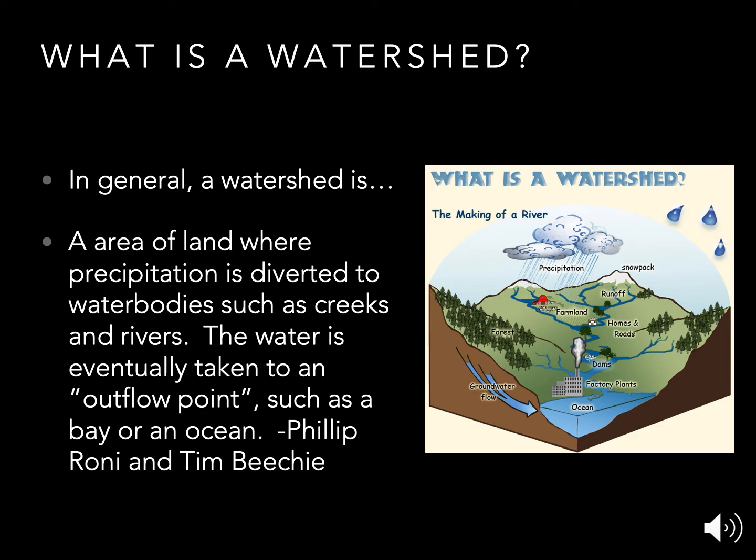So, the making of a river, keep in mind precipitation. Where does this precipitation come from? Well, it comes from the water cycle. Precipitation can come in about four forms: water, snow, sleet, and hail.